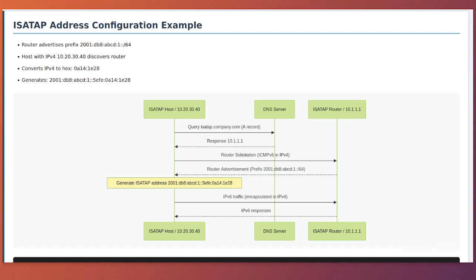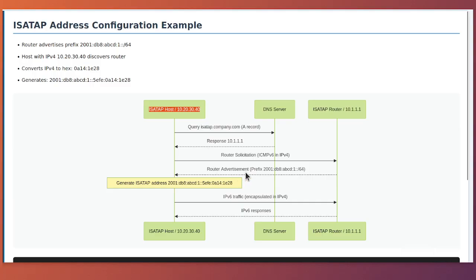First, an ISATAP router is configured. This could be a dedicated router or a server running routing software. The router is assigned IPv4 address 10.1.1.1 on the internal network and has native IPv6 connectivity to the Internet. The administrator configures the ISATAP interface on this router with the prefix 2001:db8:abcd:1::/64. This prefix will be advertised to ISATAP hosts through router advertisements.